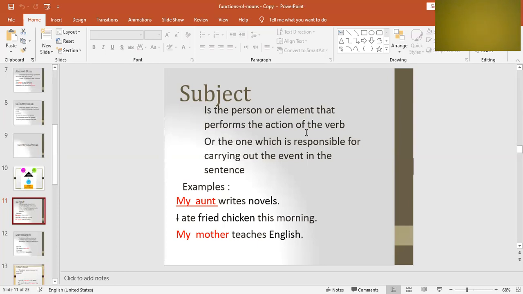I ate fried chicken this morning. I ate. Now the subject is I. It's a pronoun. My mother teaches English. My mother is a noun or a noun phrase. Okay, so this is the function of a subject. A noun is a subject of a sentence, or it has other uses.